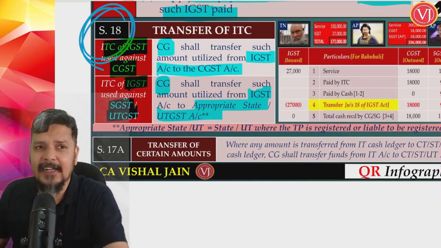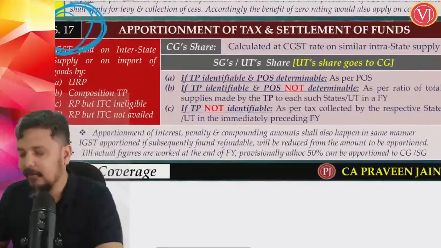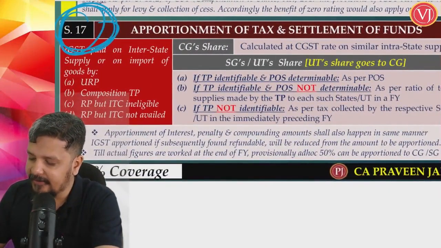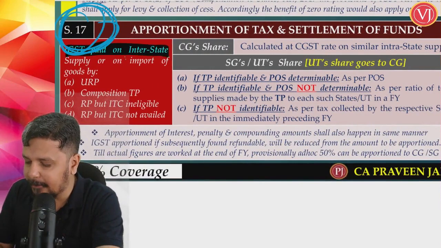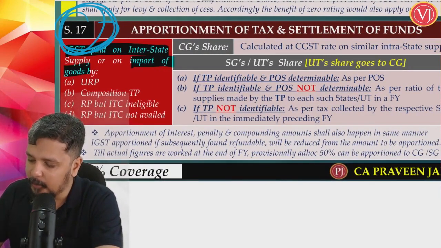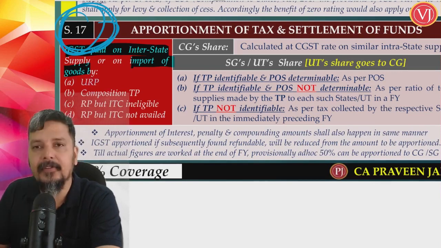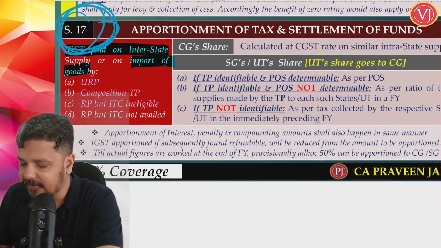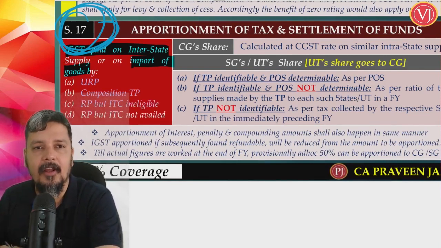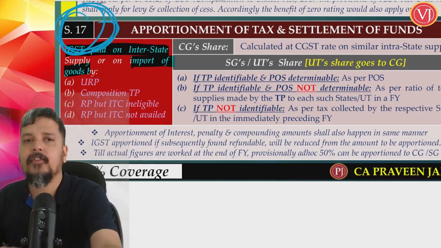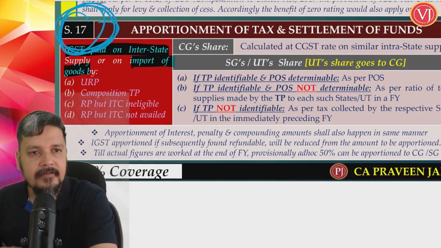So that is understandable. What if ITC itself is not taken? Now when will this happen? If at all there is IGST being paid on interstate supply, including import of goods, but that is by whom? That is by an unregistered person or composition taxable person, or a registered person where ITC is ineligible, or a registered person where ITC is not available. In all such cases, we find that ITC is not taken.